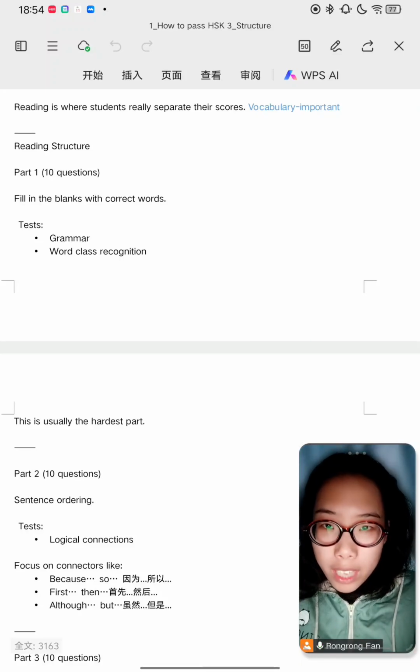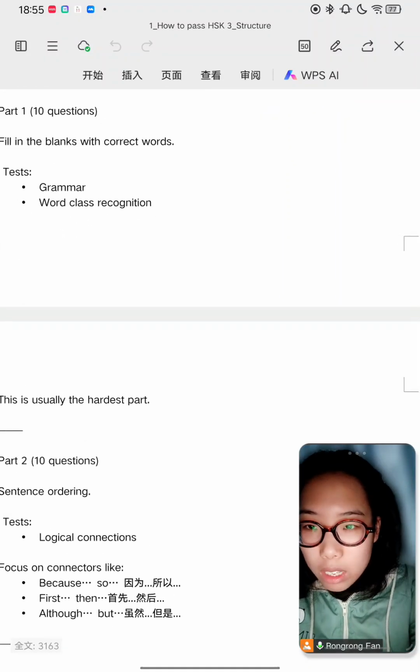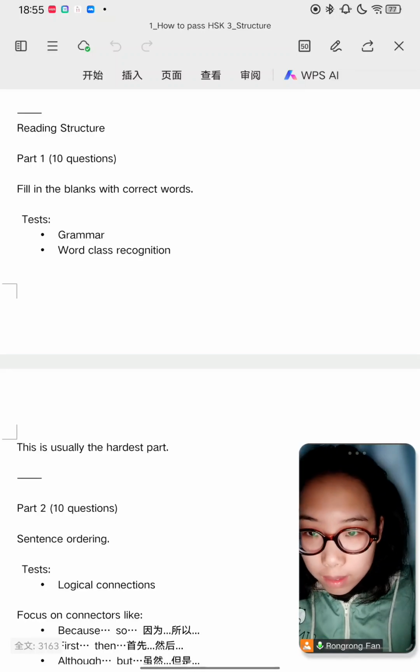And for HSK 3, we suggest that you should know about 600 Chinese words. And if you have the foundation, like you already passed HSK 2, maybe only 200 words additionally you should know. Okay, let's go to the reading structure.